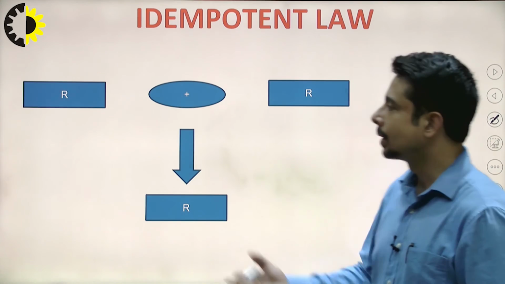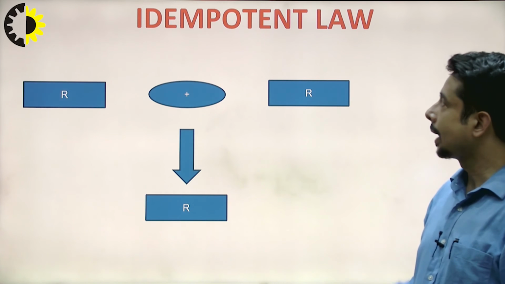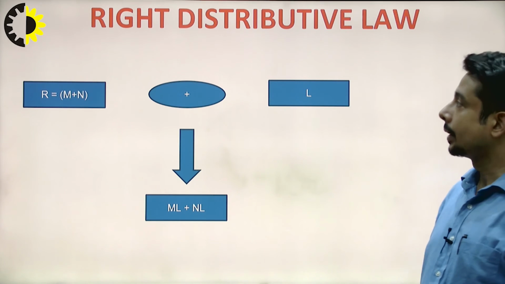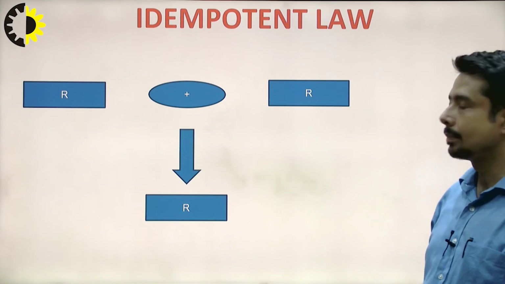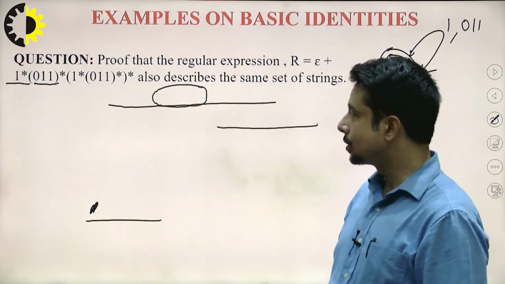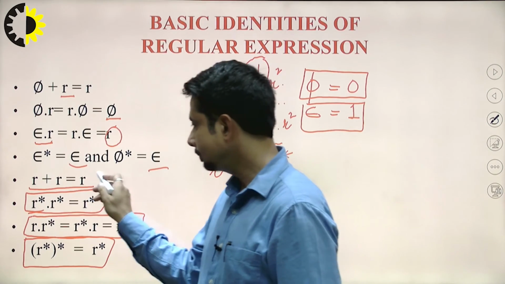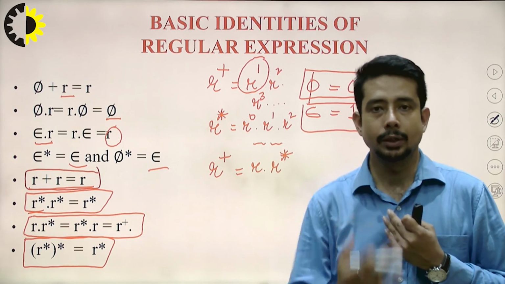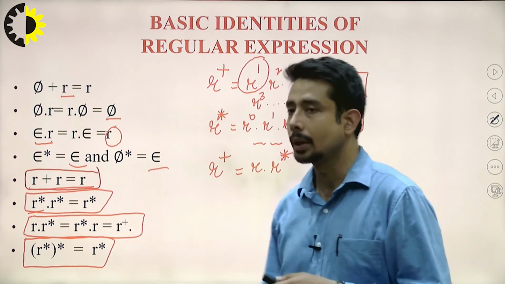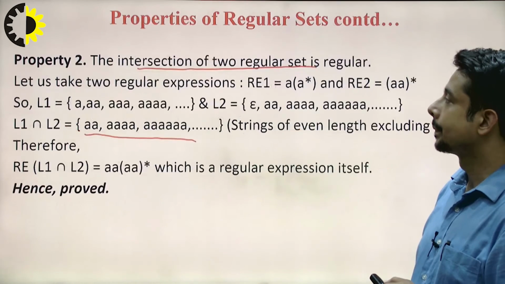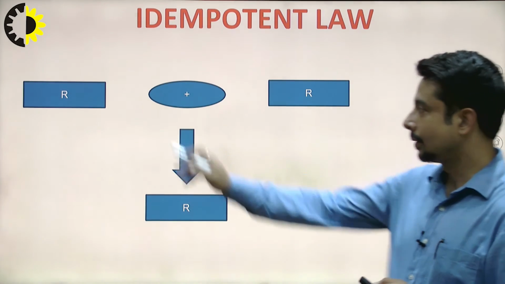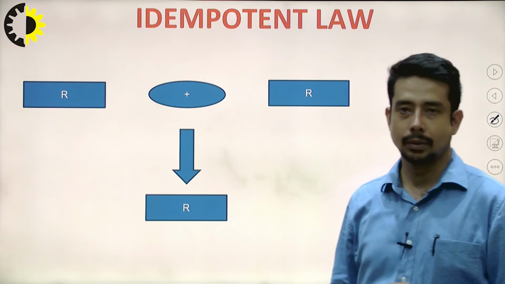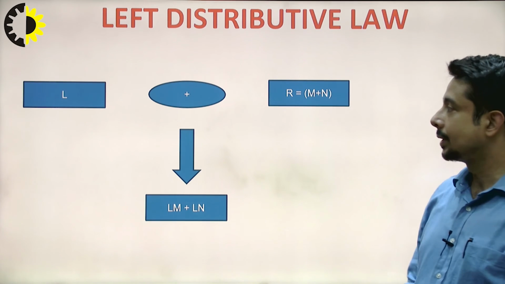Now, a few more properties are there, like the idempotent law, left distributive law and right distributive law. What is the meaning of the idempotent law? The idempotent law is just this one: if the same expression is unioned with the same expression, you get the same one. Regular expression added with itself gives you the same regular expression.